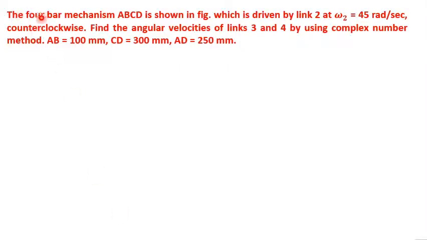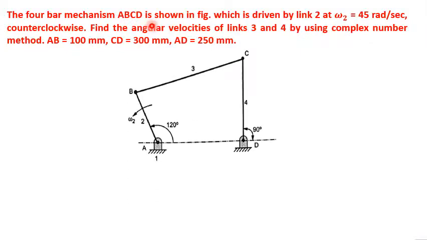The 4-bar mechanism ABCD is shown in the figure, which is driven by link 2. See, this is link 2, which acts as a crank with omega 2, that is, angular velocity, given as 45 radians per second, and it is rotating in the counterclockwise direction. So the direction of rotation is also given. Find the angular velocities of links 3 and 4 by using the complex number method or complex algebra method.